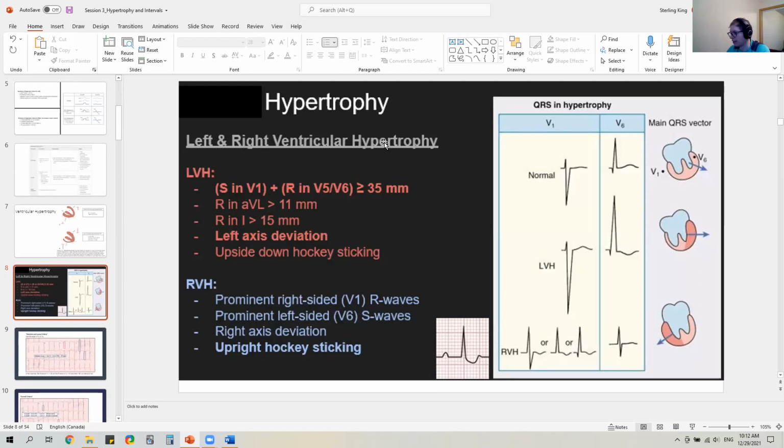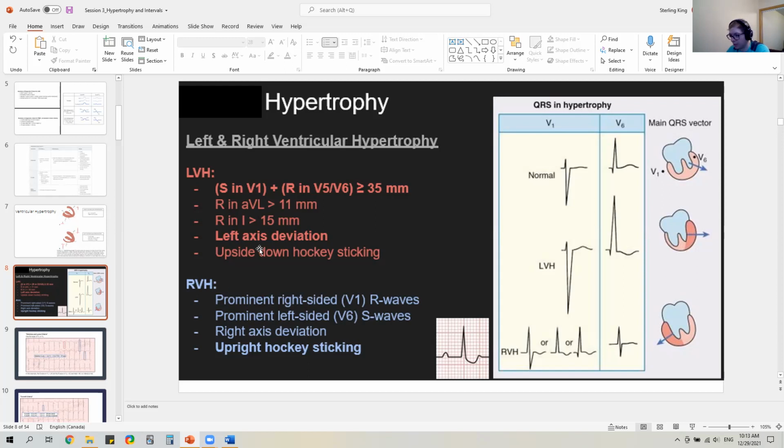So going through that again, if we are looking at normal, in V1 it's a little r, big S, and then in V6 it's a little q, a big R, and almost no S. Versus in left ventricular hypertrophy, we see a really big S in V1 and a really big R in V6. And with right ventricular hypertrophy, we're going to see a large R, which is unusual in lead V1, and then that S is going to appear in V6. Well, it's always going to be there. So it's just kind of showing that that side of the heart is enlarging.